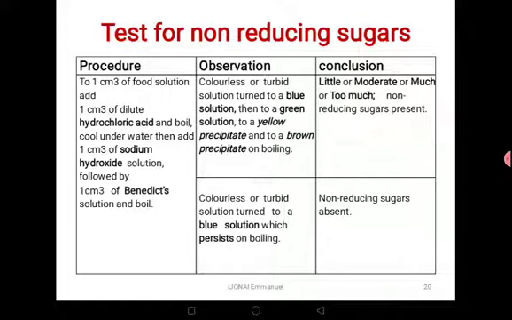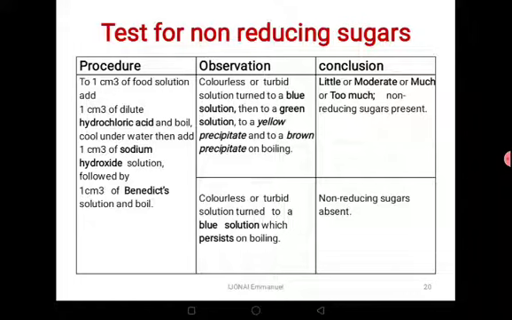Let's see what happens. So the procedure, if you want to test for non-reducing sugars, this non-reducing sugar test always comes after the reducing sugar test has been conducted. In case you have conducted the reducing sugar test and sometimes you find it negative, no reducing sugars present, you may be tempted to confirm whether non-reducing sugars are present by conducting this other test. So the procedures, but also of course you follow what the examiner has told you or what your teacher has told you. So this is what you do.